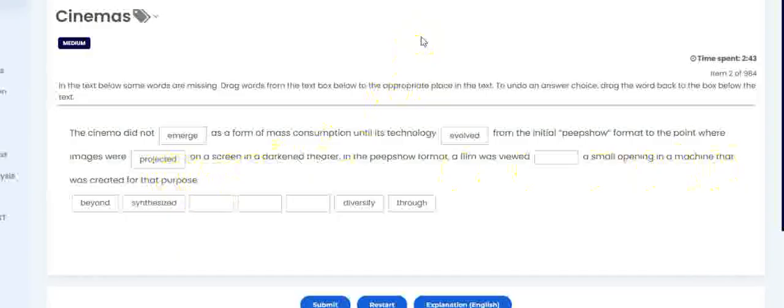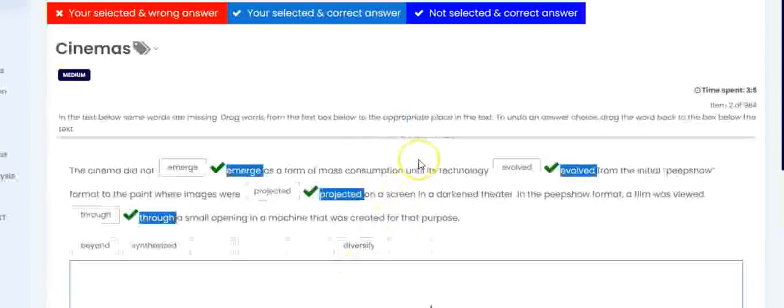So here it is talking about some machine that was created at that time, through which people can view that image. So definitely the film was viewed through a small opening in a machine which was created for that purpose. So, through, let's check, yeah, all are correct.